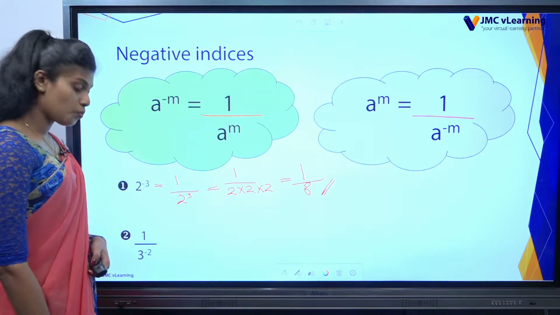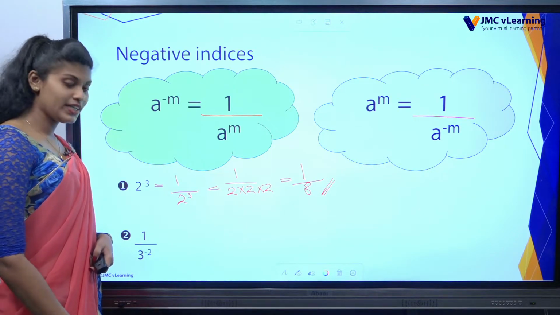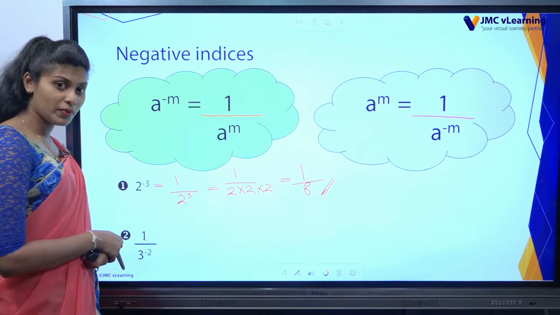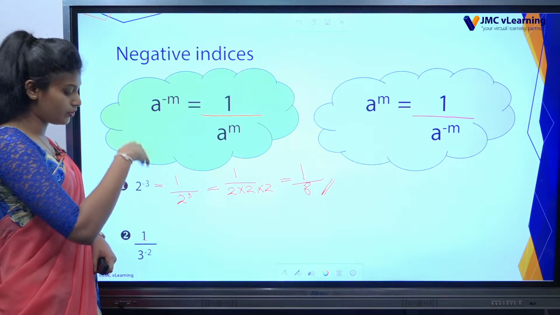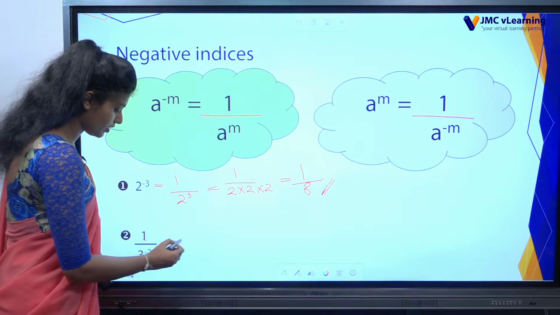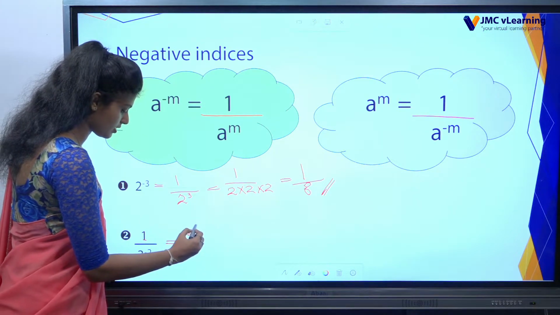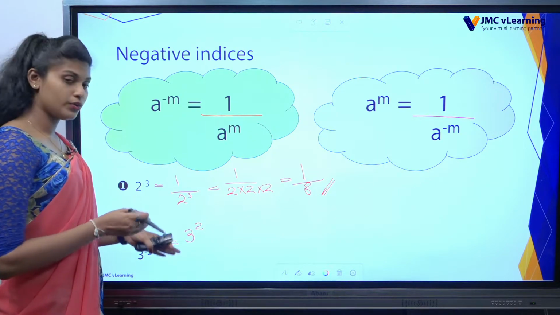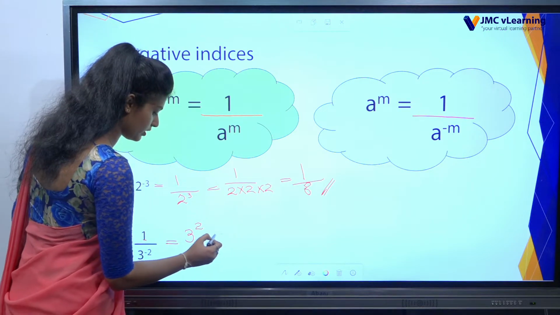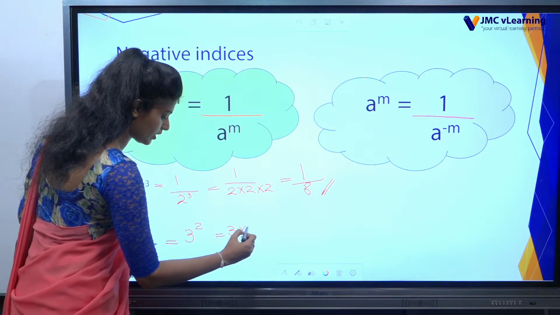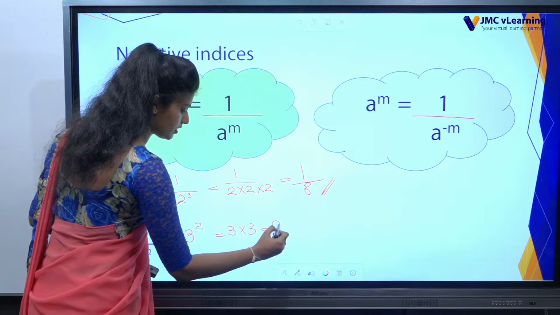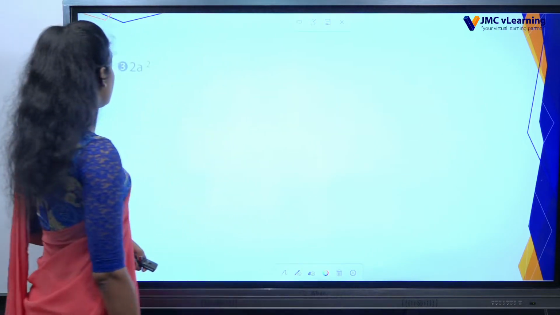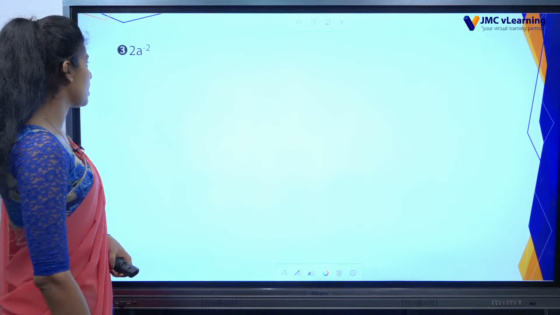Then another one. 1 over 3 to the power minus 2. Here the minus part is in the below, so you have to take it to above. Then when you take it above, the answer is 3 to the power 2. Then you can simplify it further. That means 3 into 3. Answer is 9. Then let's move to another example.